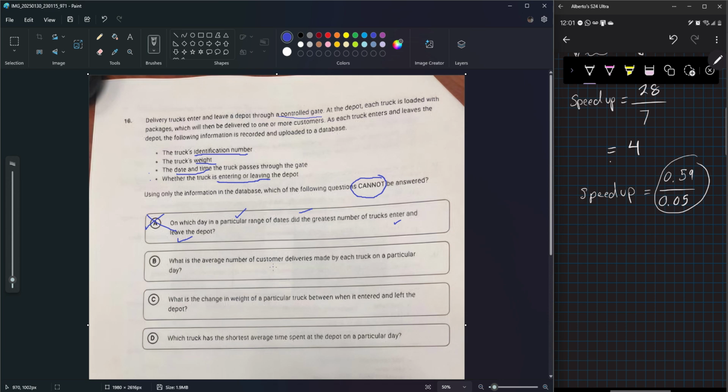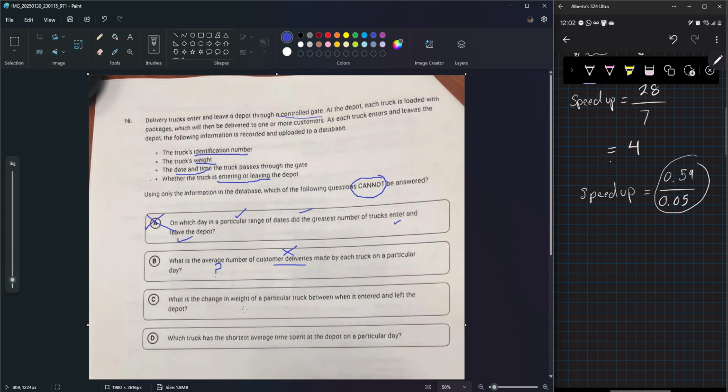What is the average number of customer deliveries made by each truck on a particular day? So we don't know the customer deliveries. That's a maybe. Because we know the truck, we know the weight, we know the date and time it passes, we know whether it leaves or enters, but we don't know how many deliveries it made.